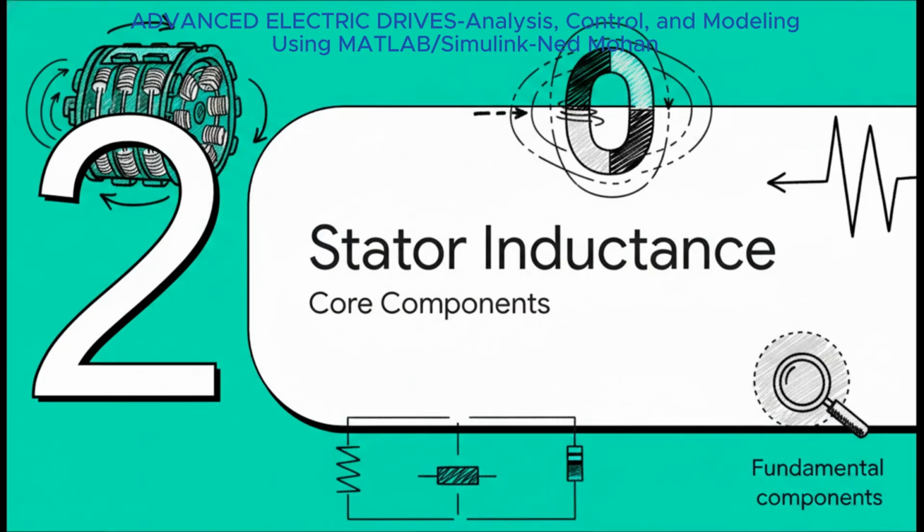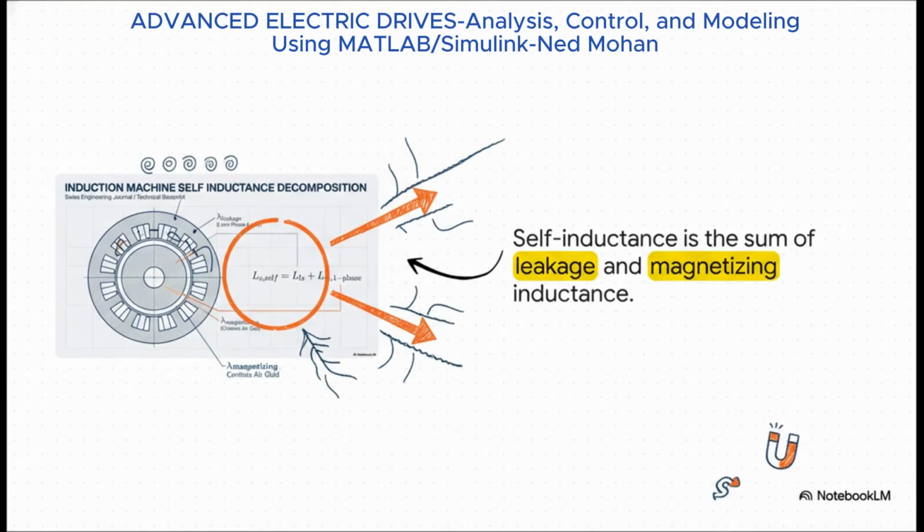Now for the fun part, stator inductance. To really get what's going on, we have to break the inductance of a single phase down into its most basic parts. You can think of the total self-inductance as being made of two different pieces, and it all depends on the path the magnetic flux takes. You've got leakage flux, which kind of just loops around its own coil, and then you've got magnetizing flux, which is the important stuff that has to jump across the air gap.